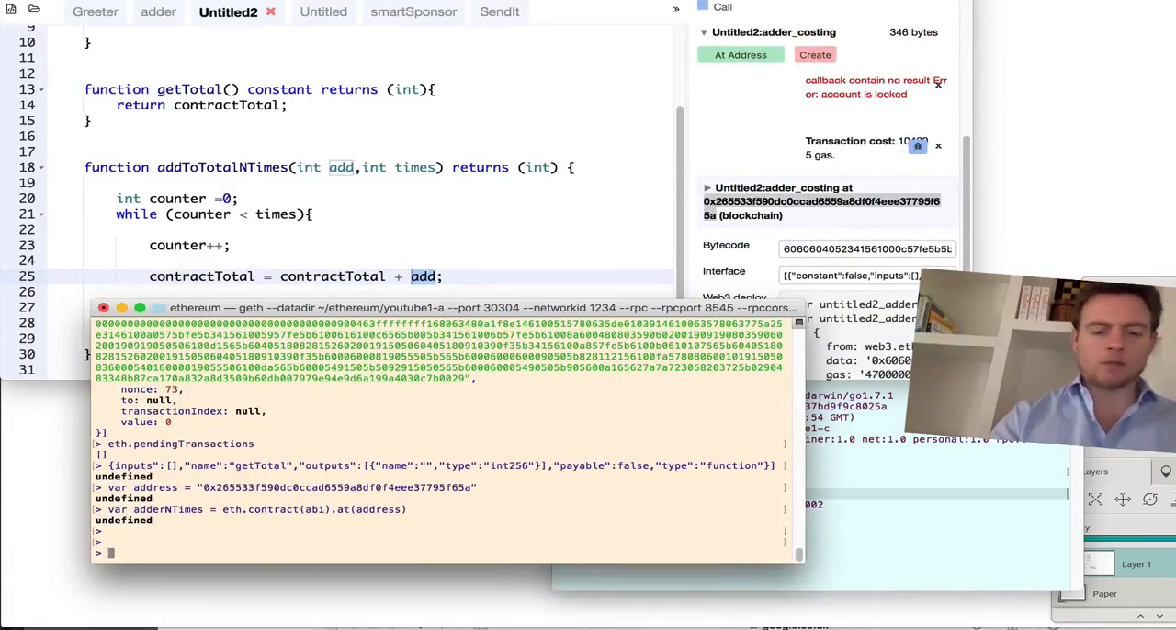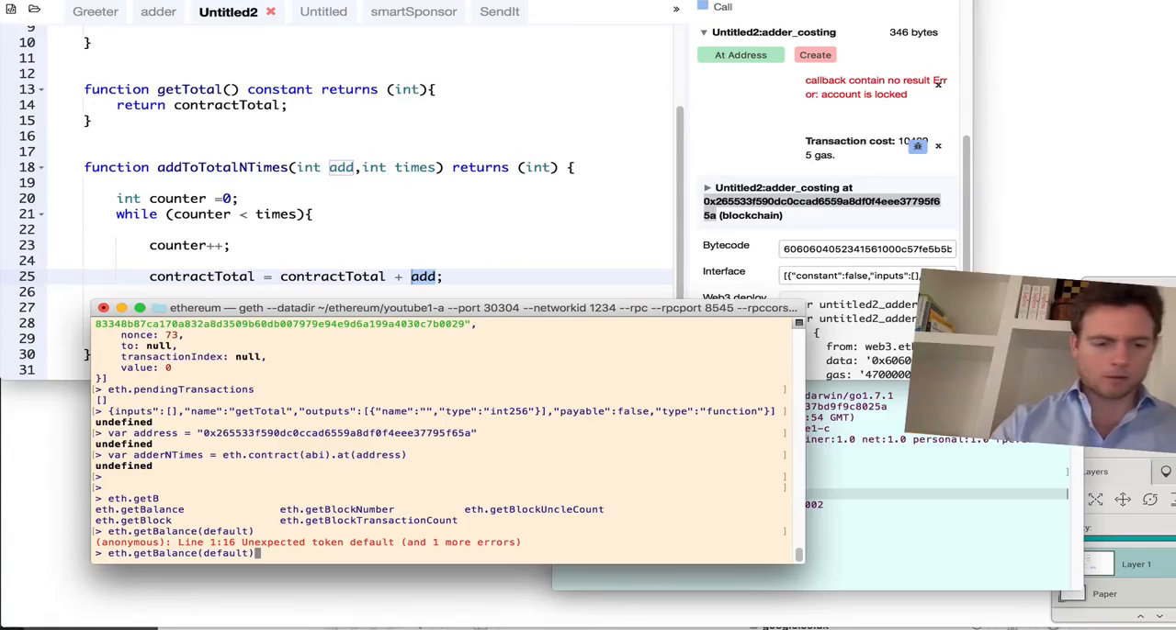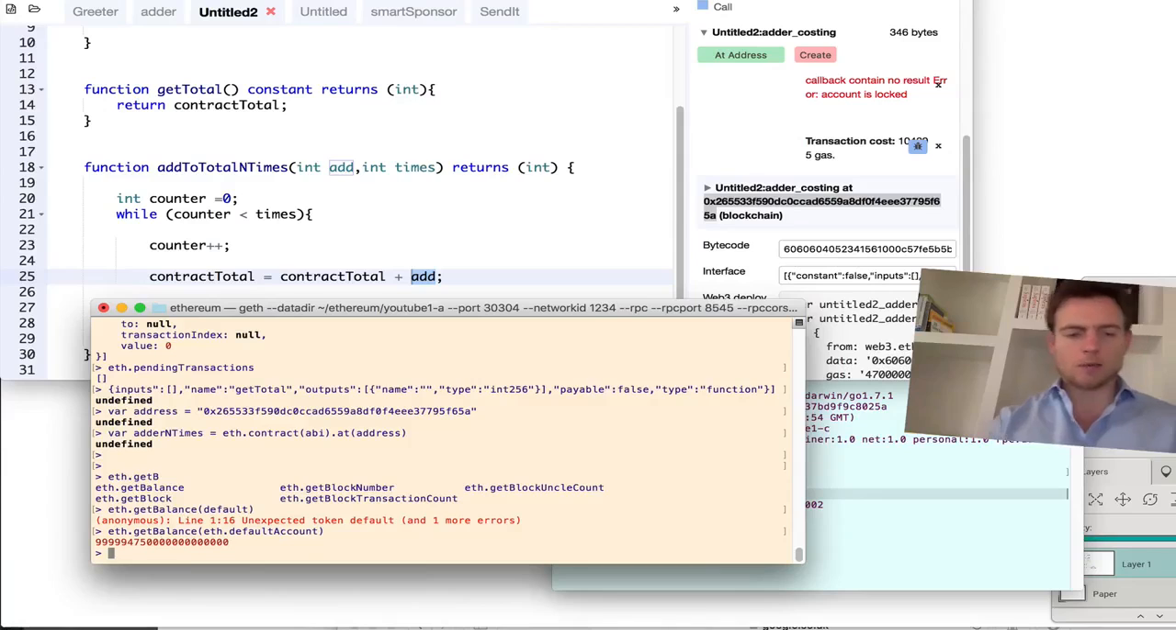So remember, if we just check the balance, one thing I want to show you, right? Let's do eth.getBalance of the default account. Sorry, trying to do too fast. This is the balance of our default account.